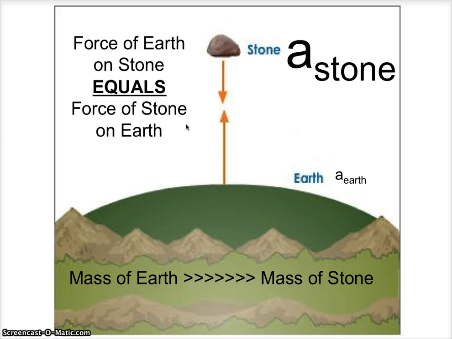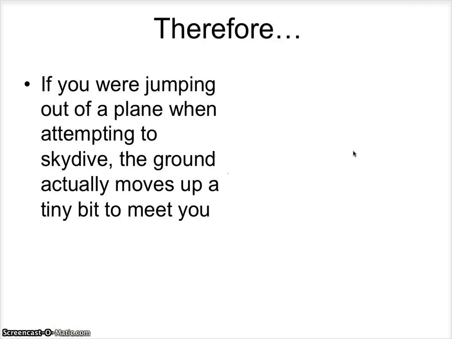Since the force of the Earth on the stone is going to be equal to the force of the stone pulling on the Earth, and since the stone's mass is so small compared to the mass of the Earth, the acceleration of the stone is going to be huge compared to the acceleration of the Earth towards the stone. So we can go ahead and calculate that, so we can see how that actually works and why it's virtually undetectable. And we'll be doing that in class.